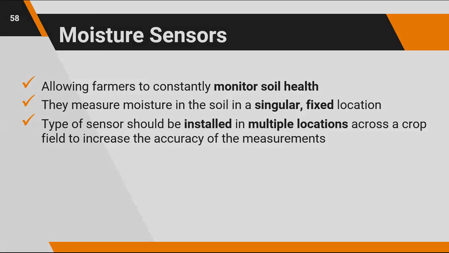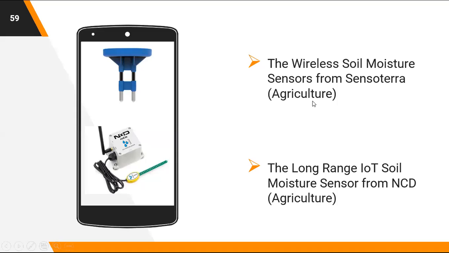Some examples of moisture sensors are the one by the company Sensoterra, which is frequently used and provides input for agriculture. The second one is NCD. This moisture-based sensor is also used for crop yielding.